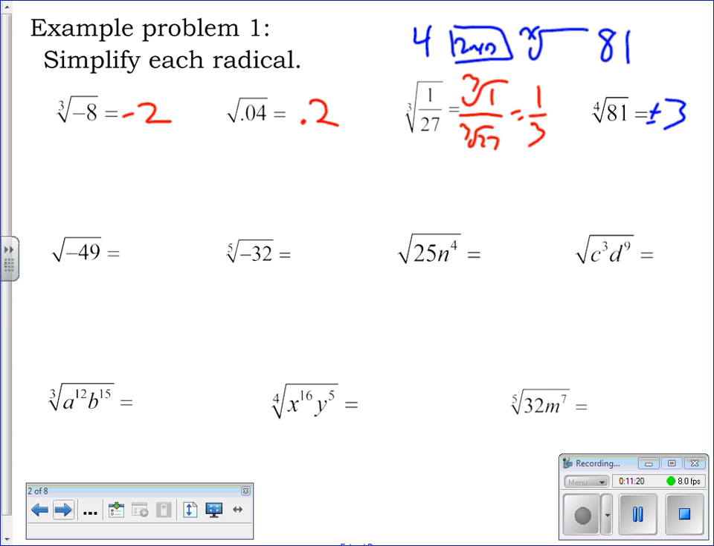Okay. Now, we dealt with this one, square root of negative 49. Square root of 49 is what? 7. And because I have a negative inside the square root, I have 7i.